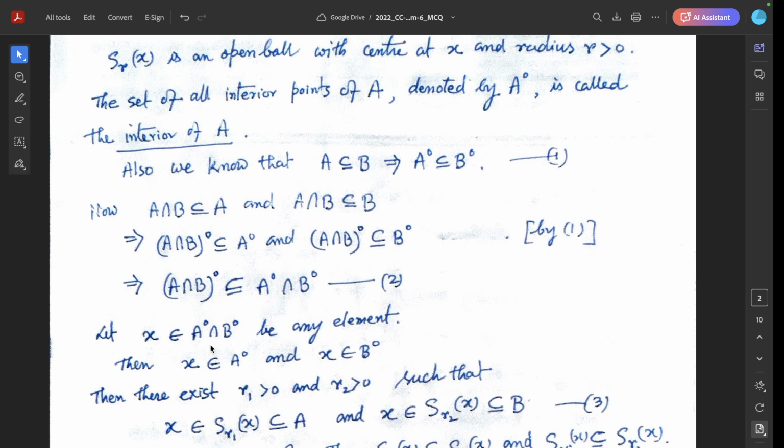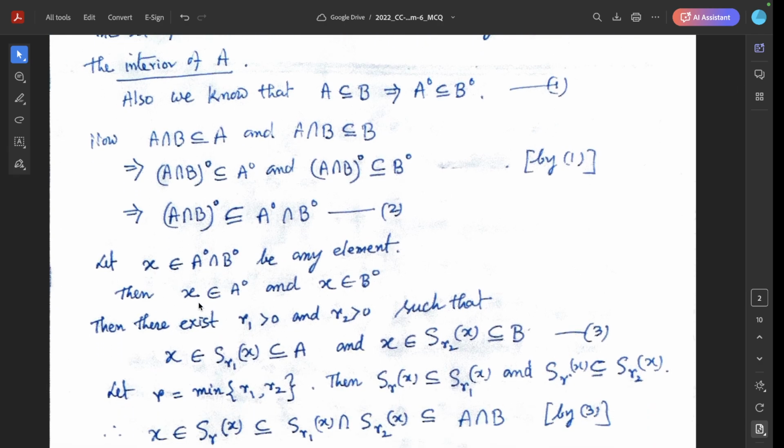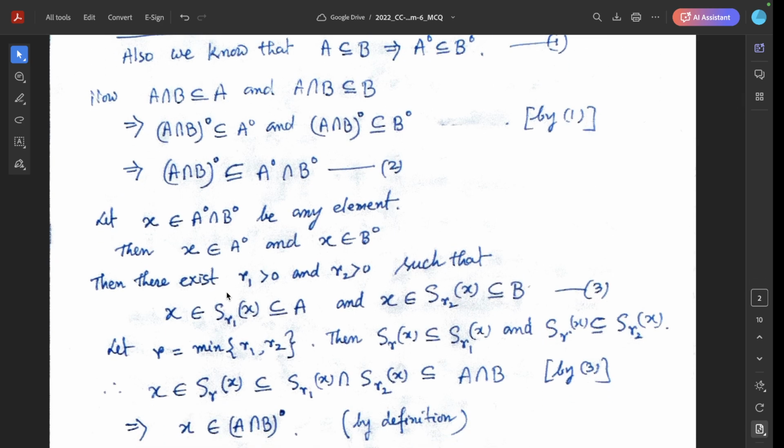Let x belong to A naught ∩ B naught be any element. Then x belongs to A naught and x belongs to B naught. Then there exist r1 greater than 0 and r2 greater than 0. We get two open spheres S_r1(x) and S_r2(x) such that x belongs to S_r1(x), which is a subset of A, and x belongs to S_r2(x), a subset of B. This is centered at x with radius r1, and here the center is at the point x with radius r2. Let r be the minimum of r1 and r2. Then this open sphere S_r(x) is a subset of S_r1(x) and S_r(x) is a subset of S_r2(x).